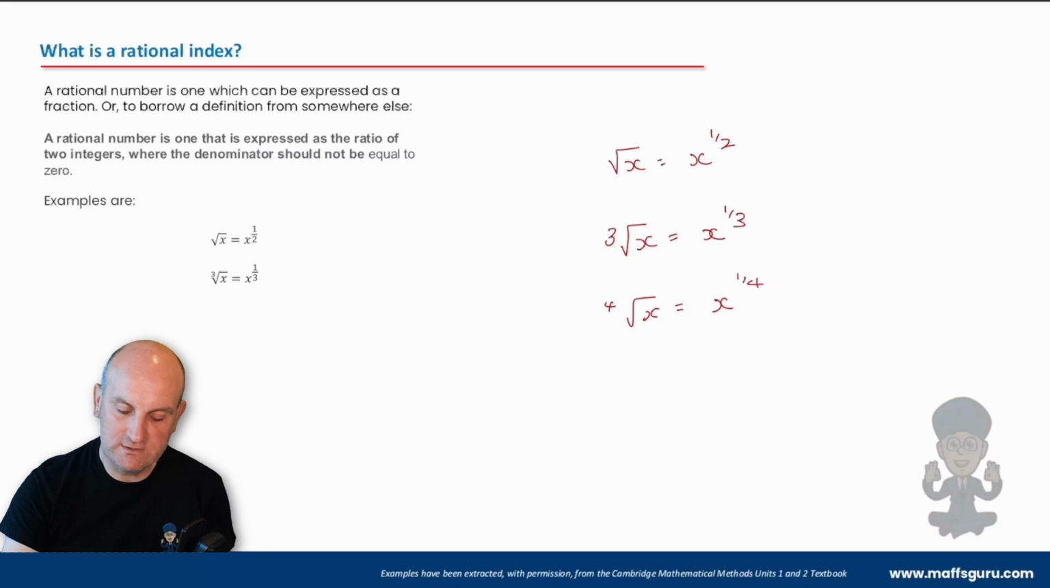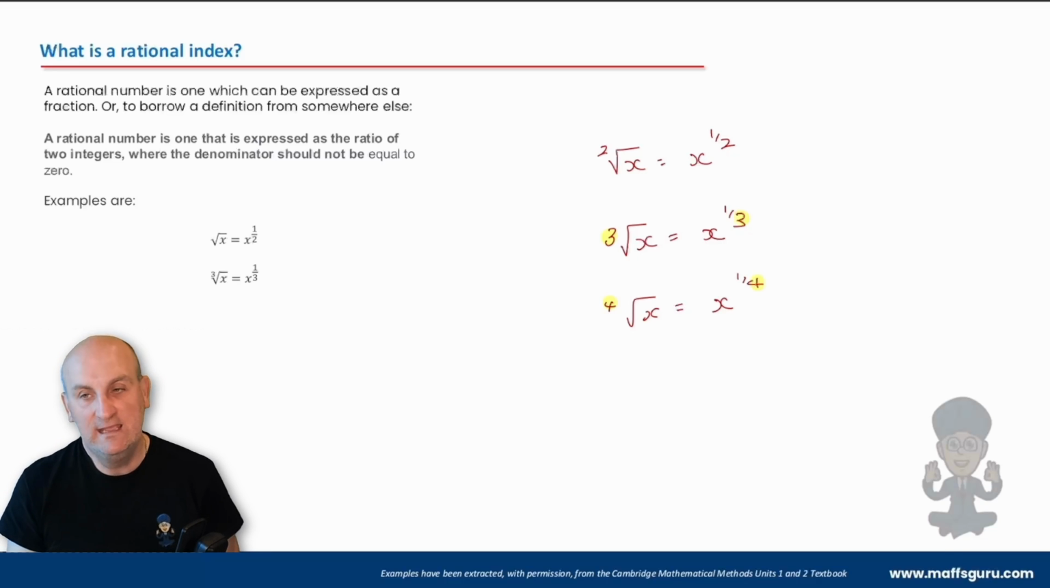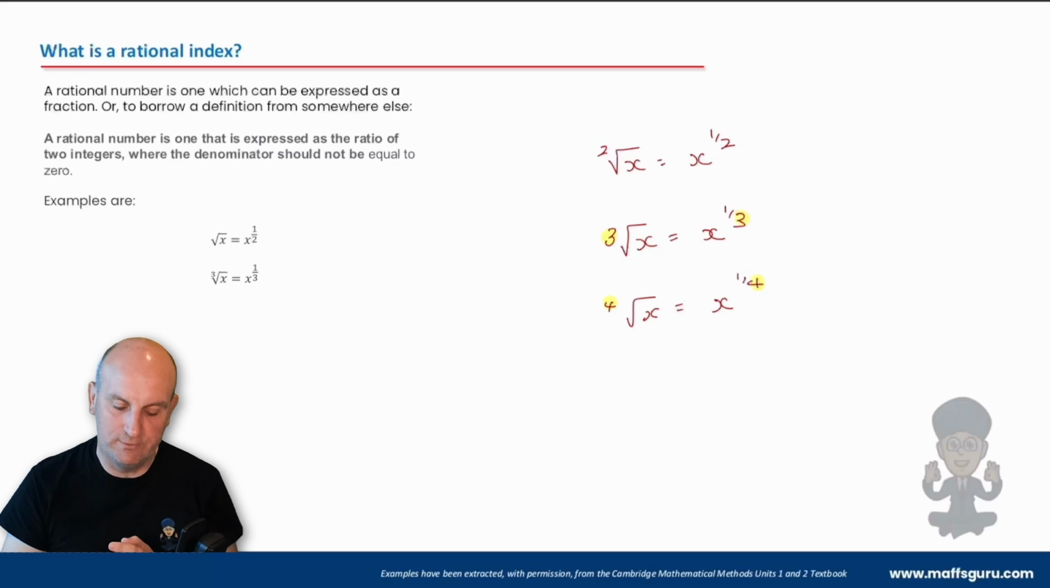Hopefully pretty quickly you should notice that whatever number is in front is basically the fractional part of the power. Realistically speaking, we should write a 2 there. We don't though. Through convention, we just know that if there's not a number there, it is a number 2.